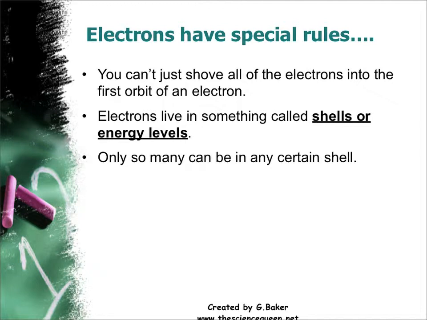Now electrons have special rules. Unlike the protons and the neutrons, which are all just shoved into the nucleus, electrons have to have a specific structure. You can't just fit all of them into the same first orbit, the same area around the nucleus. If you did, they would repel each other because they have these negative charges. And so instead, electrons are found in energy levels, or shells, which are like layers in a gobstopper.